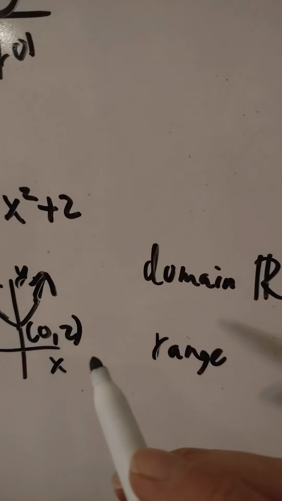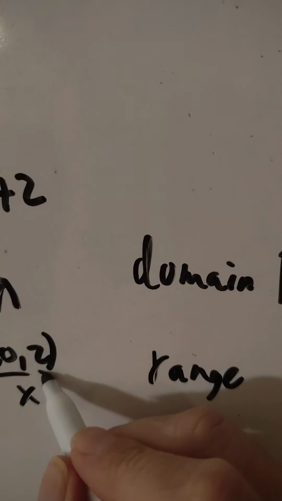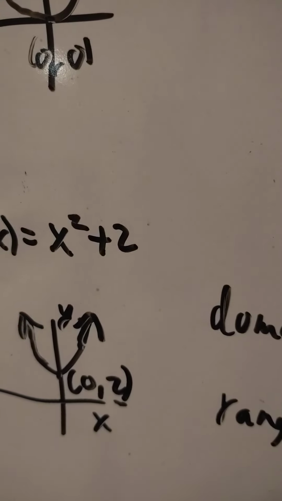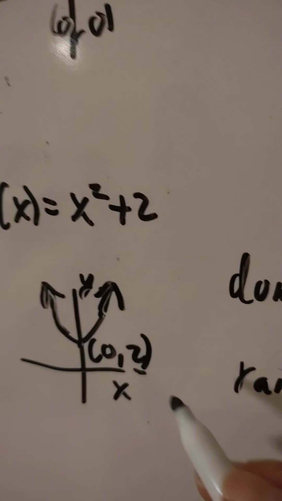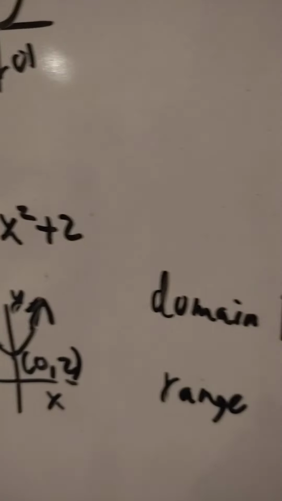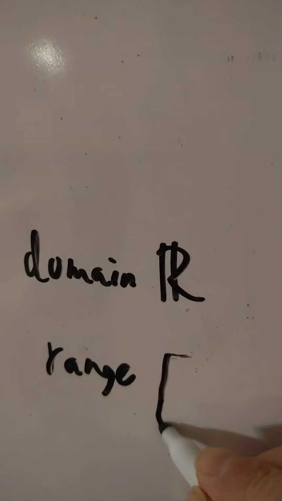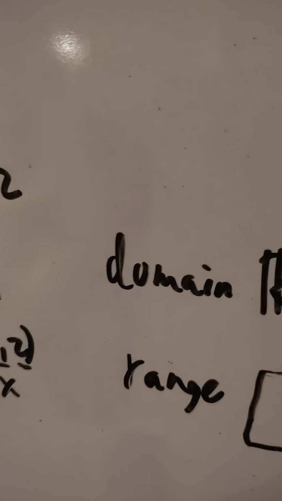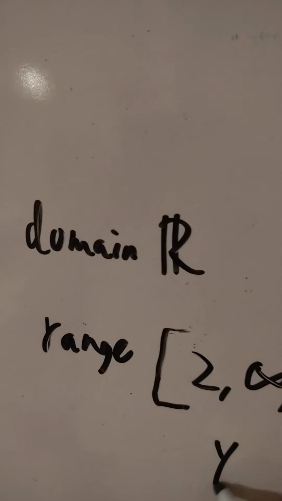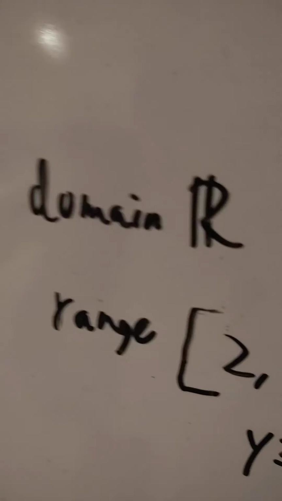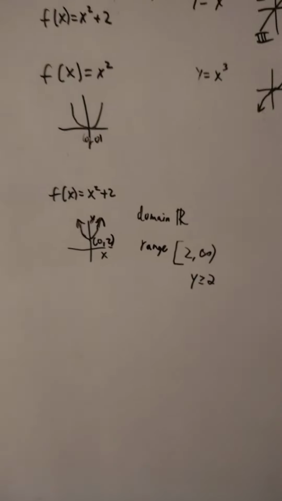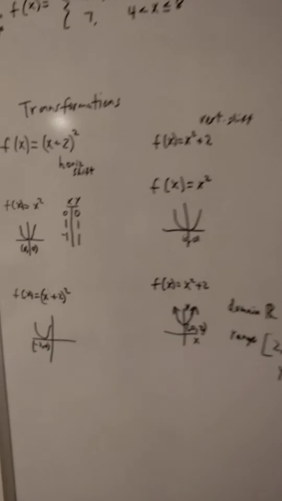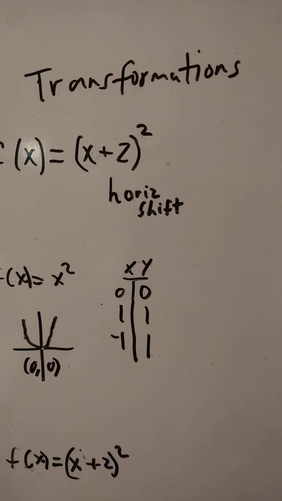So the range: look at the smallest y coordinate, which is right there. And always go low to high with these. 0, 2 is part of the graph. It's that vertex, so square bracket. And then remember, range, think y coordinates. So 2 to infinity. That is the range for that graph, where y is greater than or equal to 2. Okay, so that's a good little thing about transformations. And there's more of them, as you'll see in my notes.